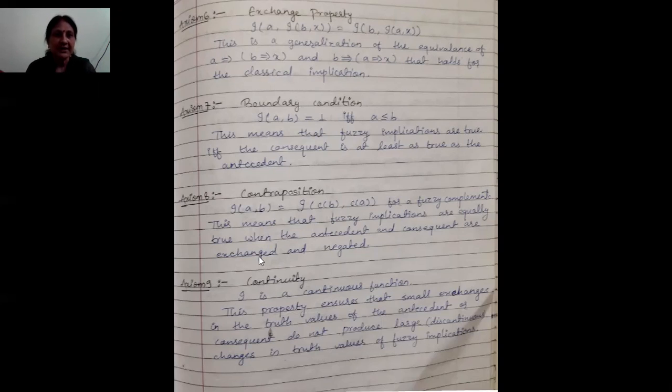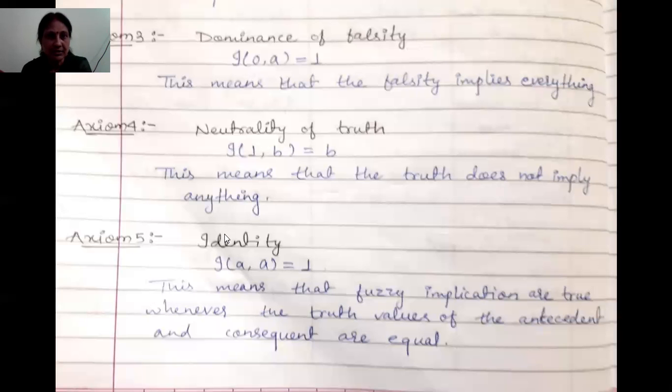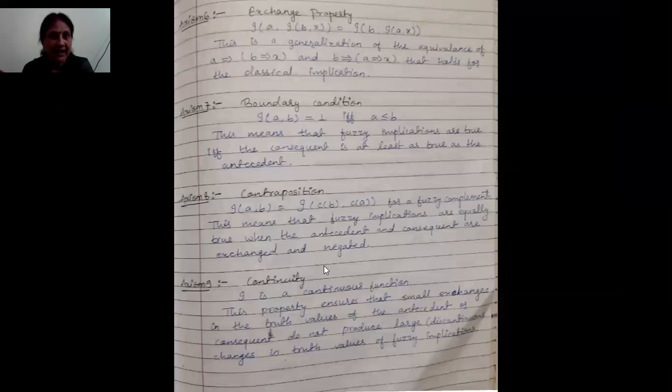So, students, there are 9 axioms. It should be borne in mind that axioms 3 and 5, dominance of falsity and identity, can be derived from axiom 7, but even then we write axioms 3 and 5. The reason is that there are many implications which do not satisfy axiom 7, but they satisfy axioms 3 and 5. So we have a big list of examples of implications in which it is mentioned how many axioms a particular implication satisfies. So let us see the list.